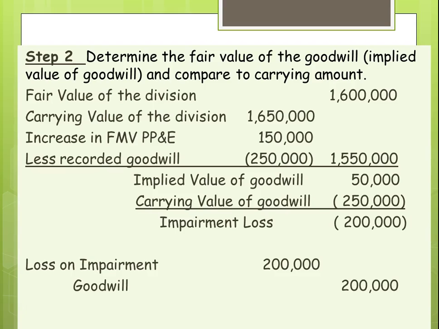And that's how we would book the journal entry. And we do not write up the PP&E. Even though those have gone up in value, ignore that. All we're doing is an impairment of goodwill.